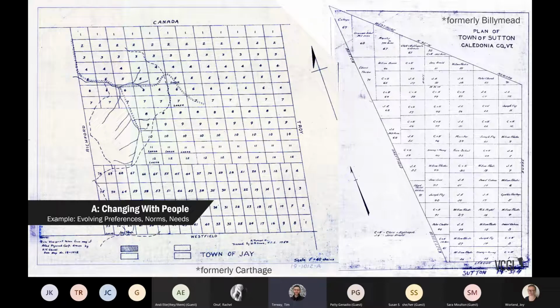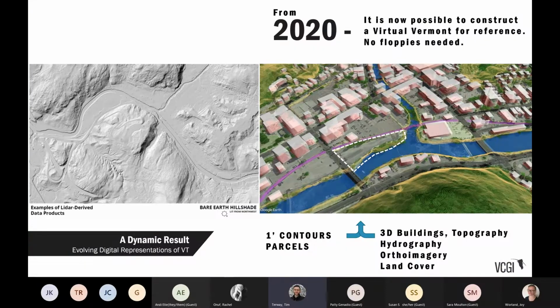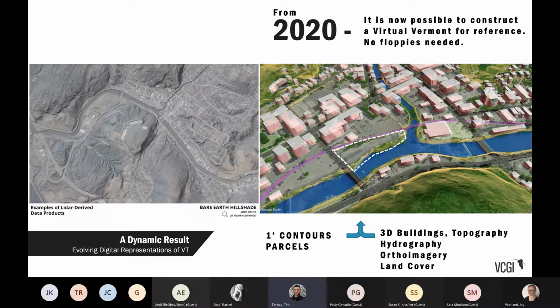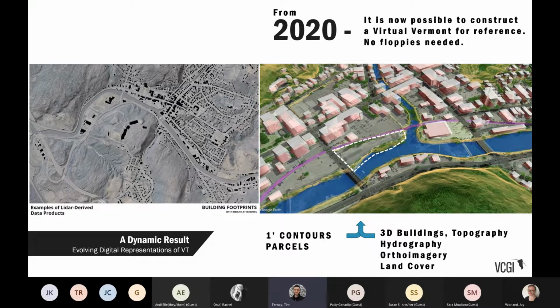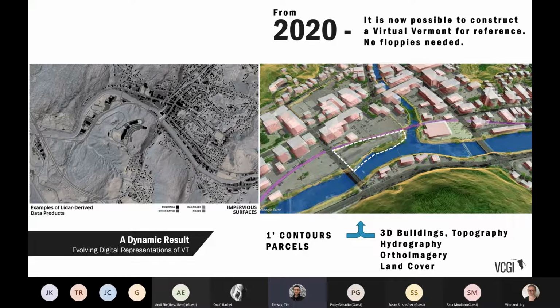And the last thing that really changes with geography and the resources we make available are people's preferences, norms, and needs. Here's a kind of obvious example of that, in which you're looking at two formerly differently named towns in Vermont. The town of Jay used to be Carthage, and the town of Sutton used to be Billymead. Just an example that we no longer call those Carthage and Billymead. And so there are perfect examples of how things like geographic names evolve and change over time, which requires constant maintenance on our behalf. And so what you get really is a dynamic result of resources that are available. It's constantly evolving digital representations of geographic information throughout Vermont.